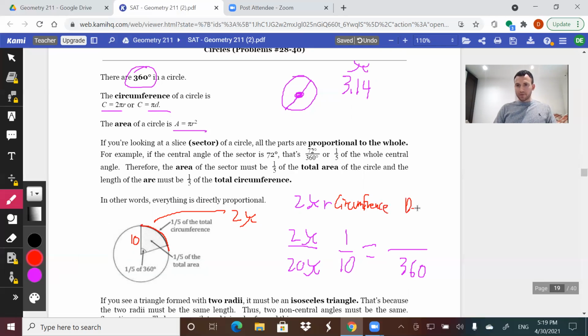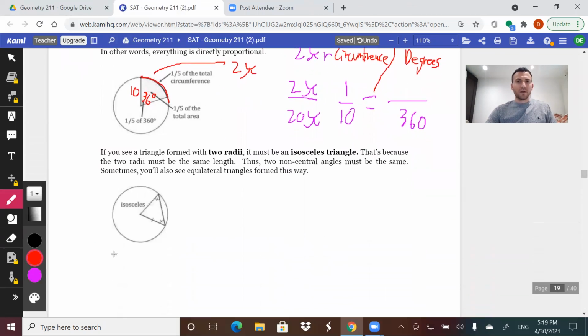This part is the degrees part of the ratio. Kind of divide it like that. But anyway, scale factor, we just want 1/10 of 360. So we know immediately, based off of the numbers I made up, that has to be 36 degrees. And we'll do a problem like this in a moment.